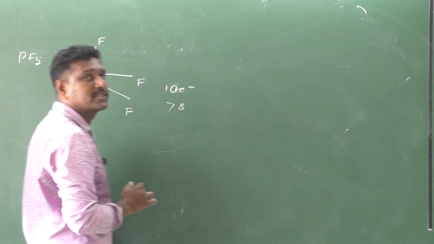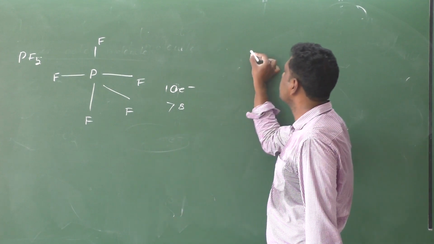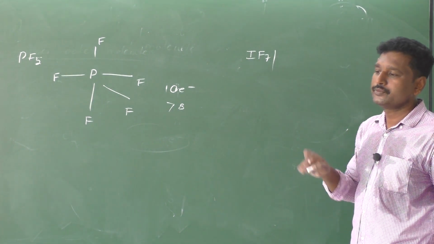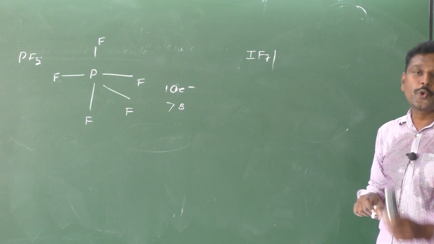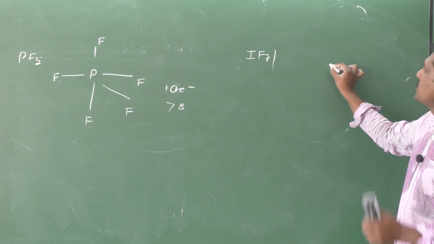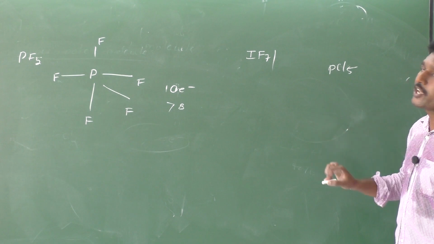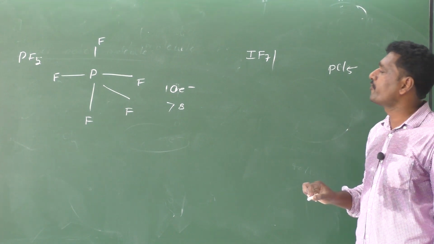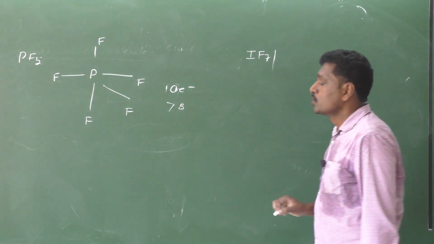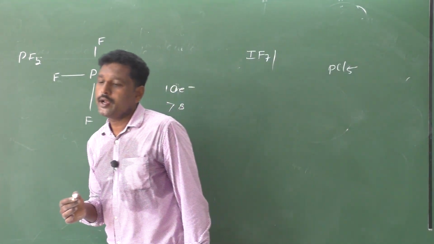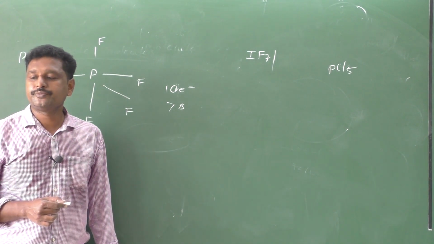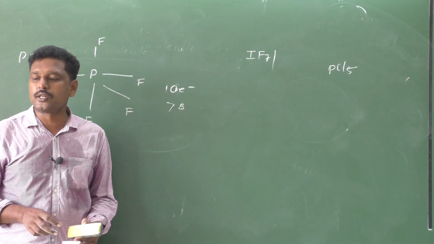So IF7 is also an example for the super octet. Next, PCl5, phosphorus pentachloride, is also an example for this, along with IF7. So these are the super octet molecules: PF5, SF6.